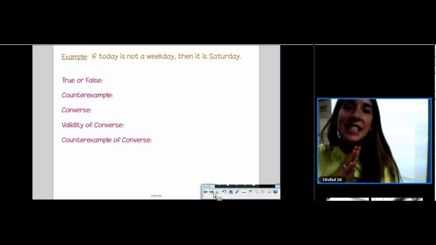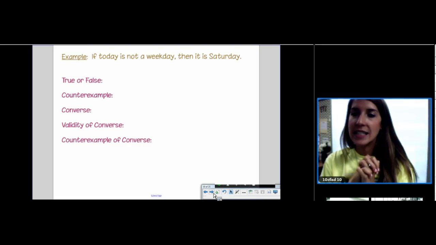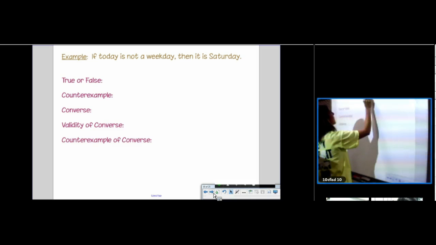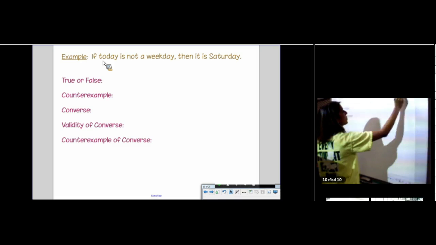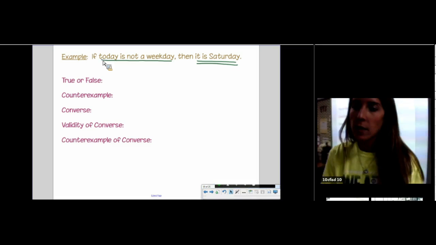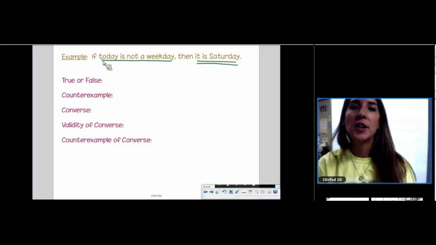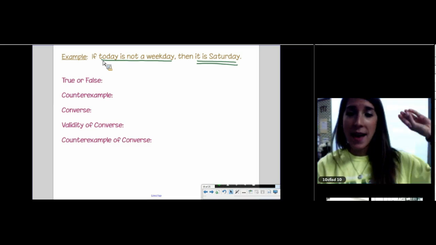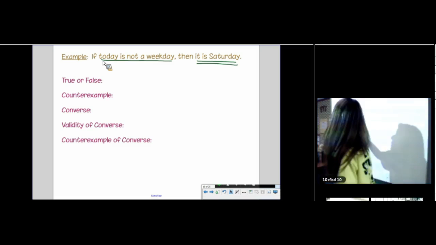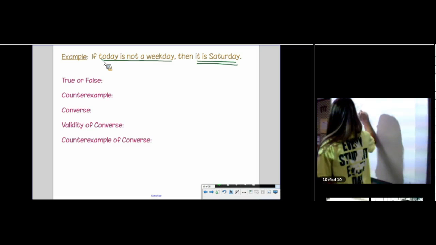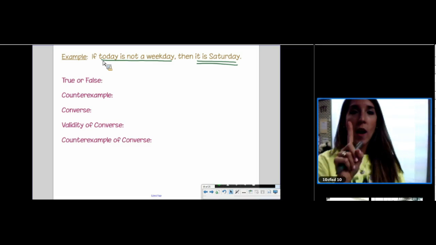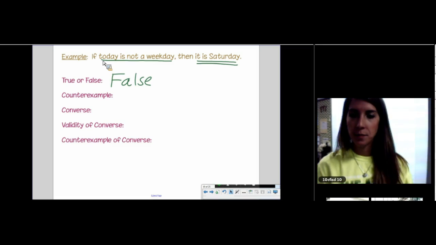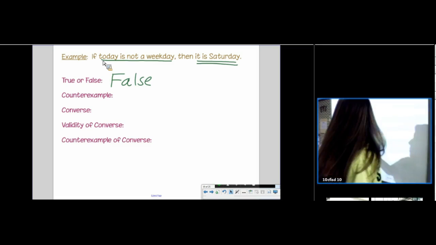All right. If today is not a weekday, then it is Saturday. By the way, this is the hypothesis, and this is the conclusion. True or false? I don't want you to say, well, sometimes. I'm not asking always, sometimes, never. I'm asking true or false. And you said false. Because if you can think of even one time that it's false, then it's false. Counterexample. Sunday. Good.